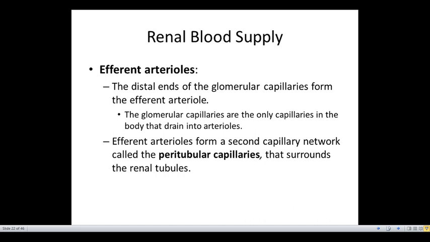Efferent arterioles. The distal ends of the glomerular capillaries form the efferent arteriole. The glomerular capillaries are the only capillaries in the body that drain into arterioles. Efferent arterioles form a second capillary network called the peritubular capillaries that surrounds the renal tubules.